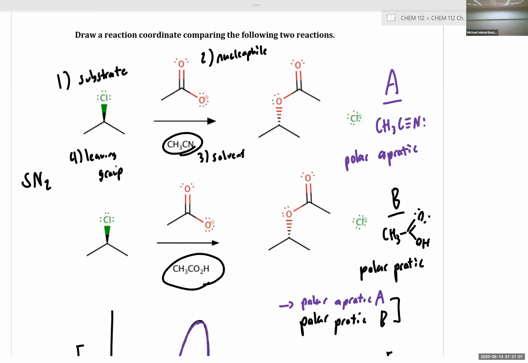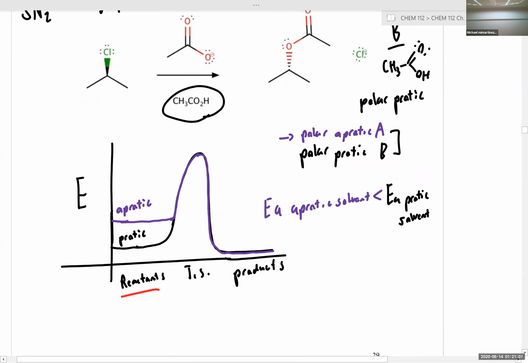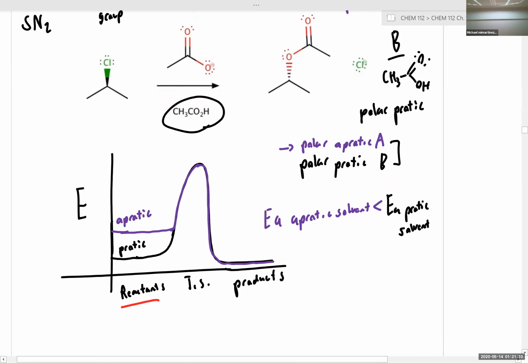We identified we have a polar aprotic and a polar protic solvent in these two reactions. We know that polar aprotic solvents have higher energy nucleophiles. The aprotic solvent is less readily able to stabilize your nucleophile, and as a result, has a lower activation energy. When you change your solvent, the energy doesn't change substantially for your transition state and your products if you have the same reactants.